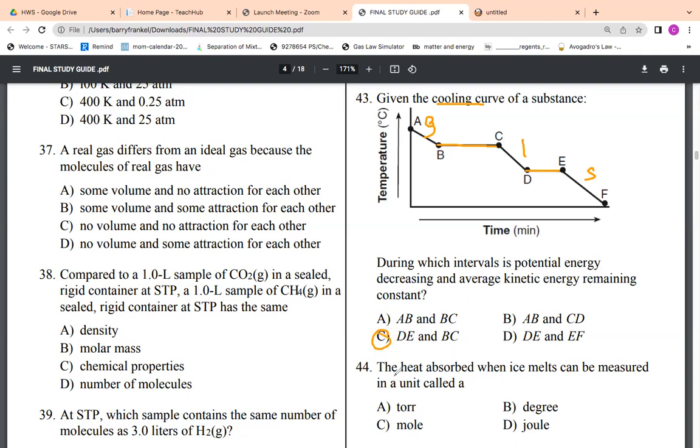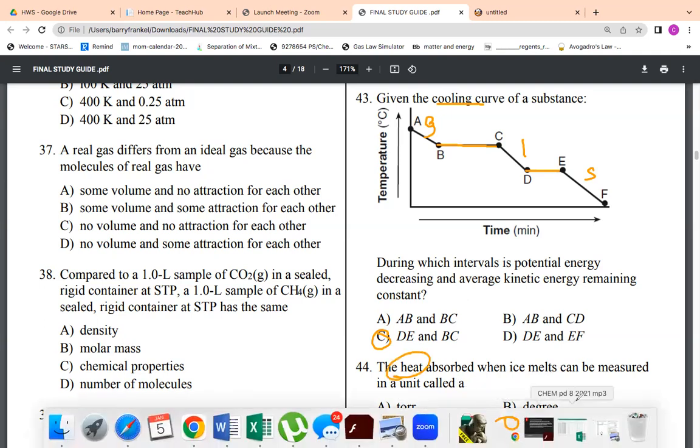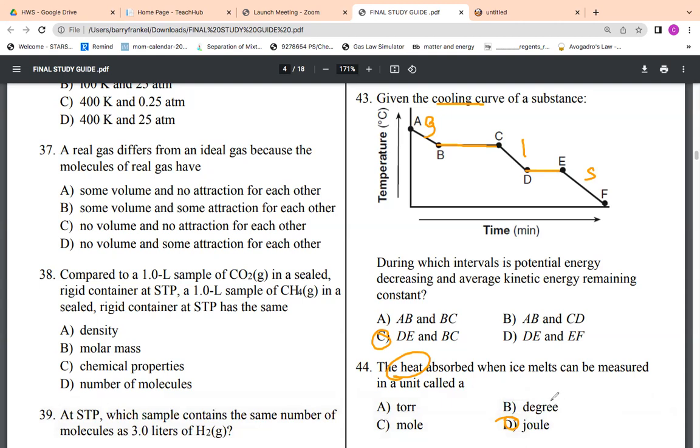Alrighty. Number 44, the heat absorbed when ice melts can be measured in a unit called, measuring heat, that is joule. Okay. Degrees is temperature. Temperature and heat are not the same thing. Torr is another unit for pressure, and mole is a measure of the quantity of a substance.